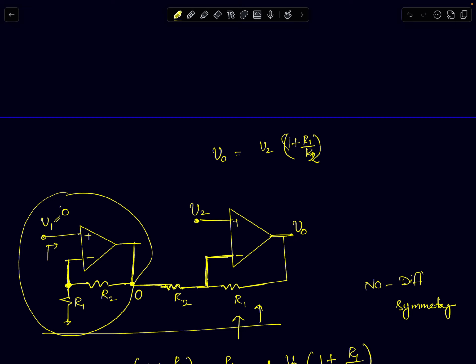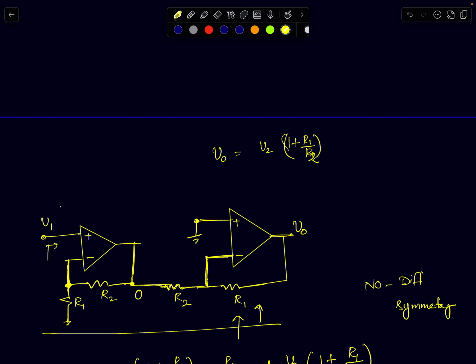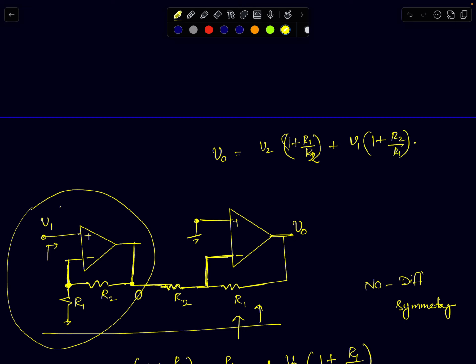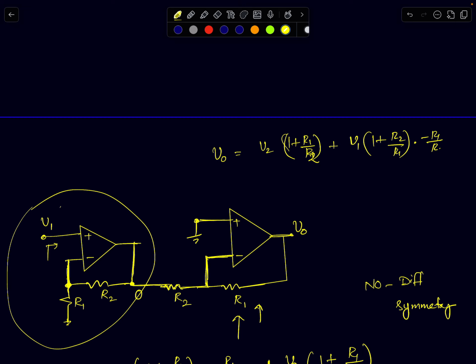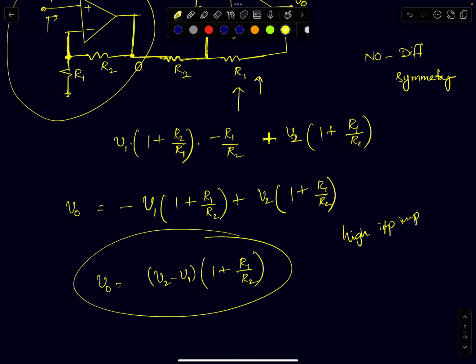Now we have to compute the gain due to V1. So I'll assume V2 is 0. Now V1 is present. The first stage is a non-inverting amplification, so it will be plus V1 into 1 plus R2 by R1. The second stage, if you see this, will look like an inverting amplifier with a gain of minus R1 by R2. Okay, so now if you add these two, you will end up getting V2 into 1 plus R1 by R2 plus V1 into 1 plus R1 by R2 with a minus sign here. You can easily show that. So the overall output is simply (V2 minus V1) into (1 plus R1 by R2).